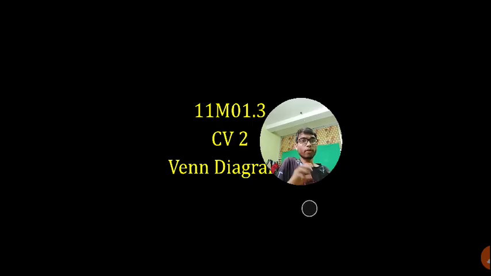Now we have understood what a universal set is. A universal set is a set which will contain all other sets. Then it will form a new set, which will be the universal set.